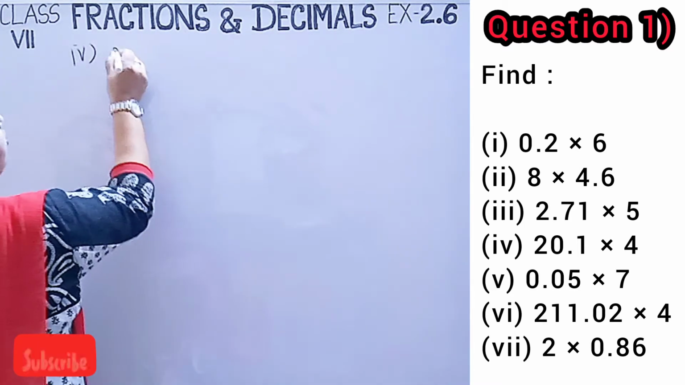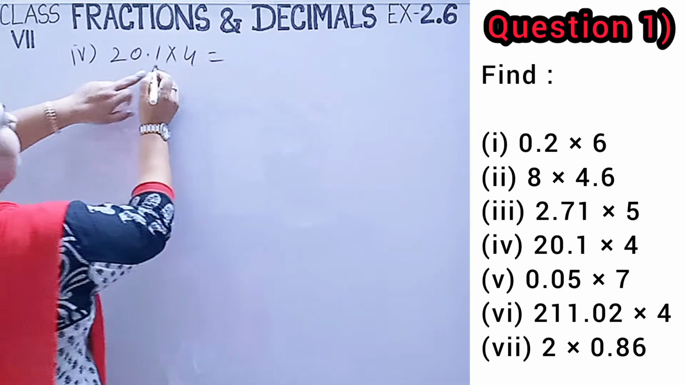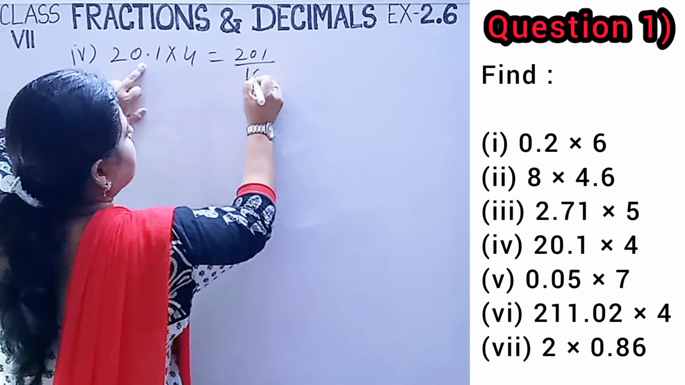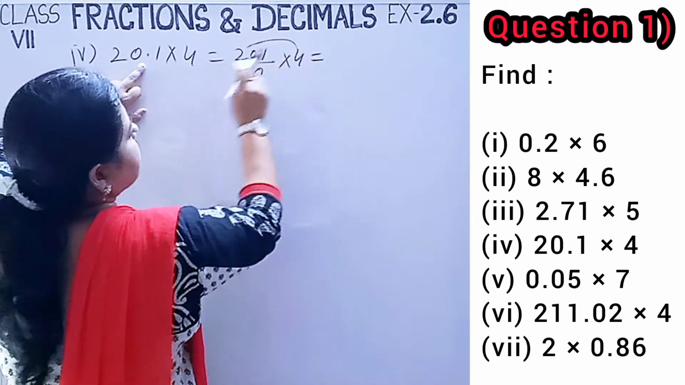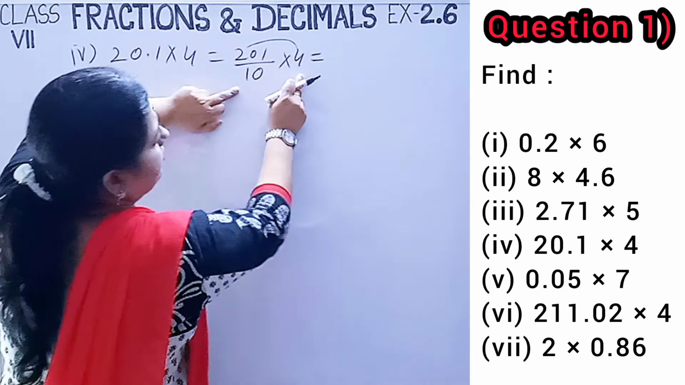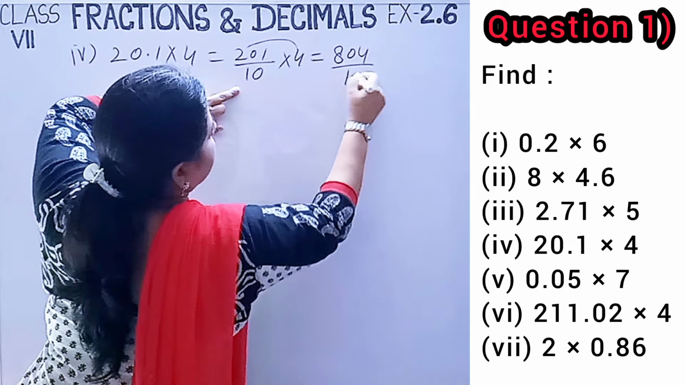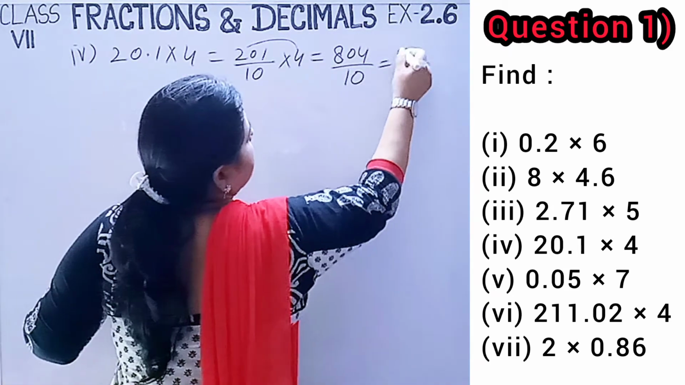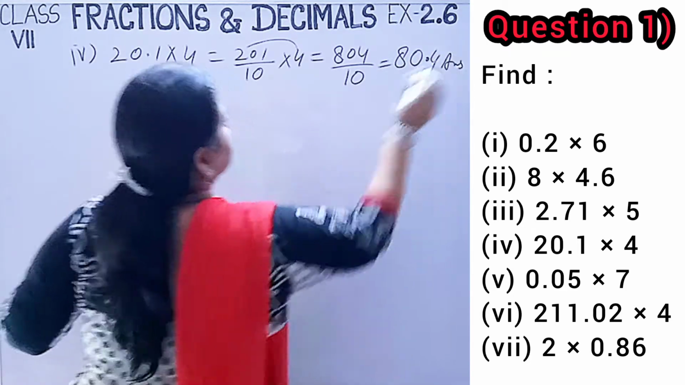Fourth part, 20.1 into 4. Now we have one digit after the decimal. It means we have to write here 201 upon 10 into 4. Now multiply this 201 with 4. We get here 804. It means 804 upon 10. Now we divide it by 10. So we get here 80.4 answer.